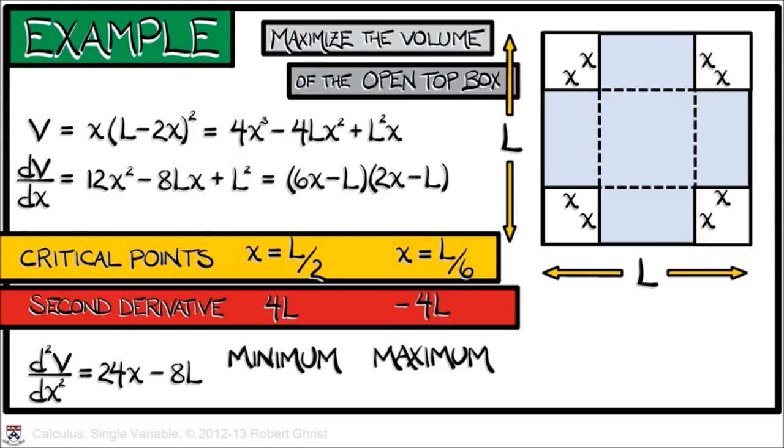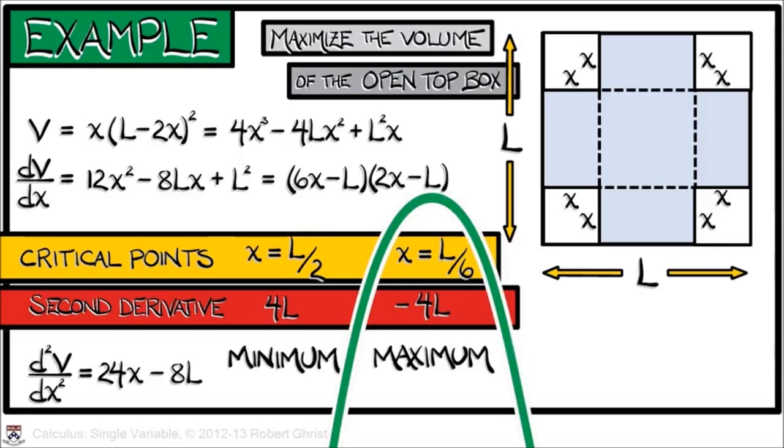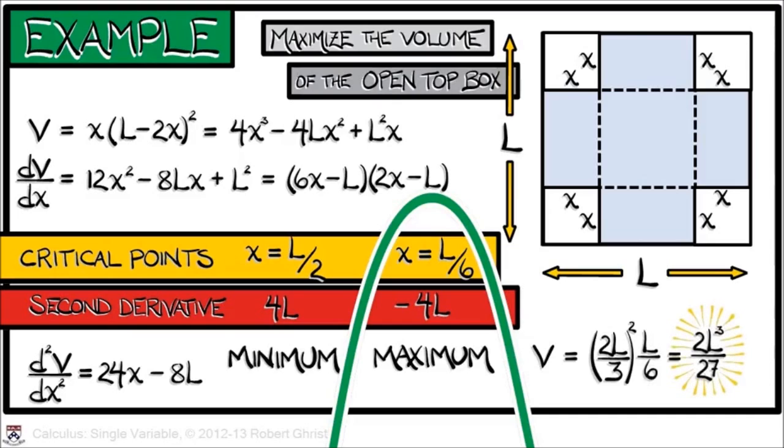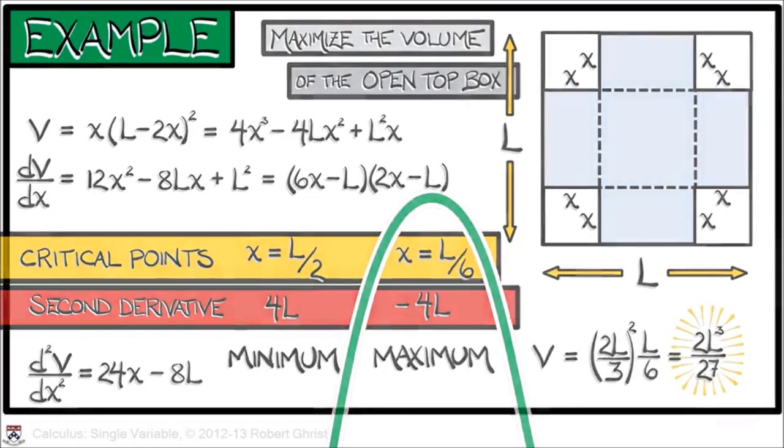But notice the problem is asking us for the maximum volume, not the value of x at which the volume is maximized. So we need to substitute back in x equals L over 6 into V to get 2L over 3, that's L minus 2x, squared, times x, or L over 6. Simplifying that gives us 2L cubed over 27. That is the maximal volume.